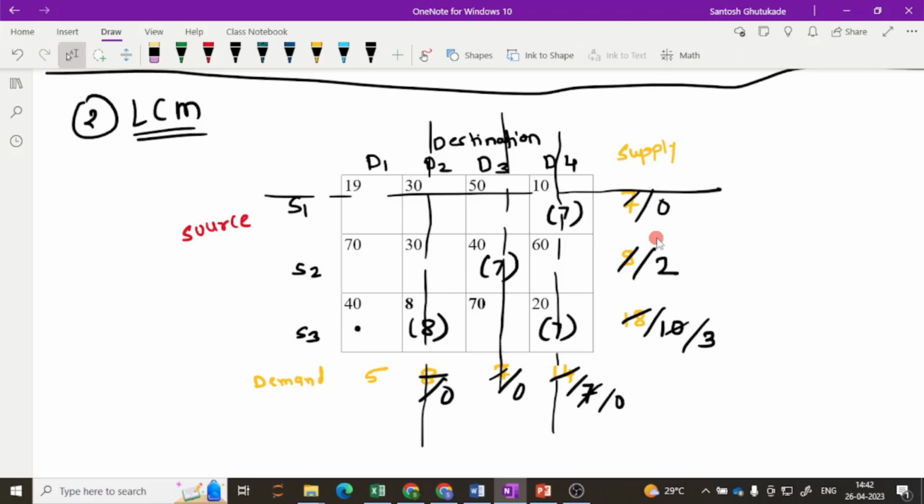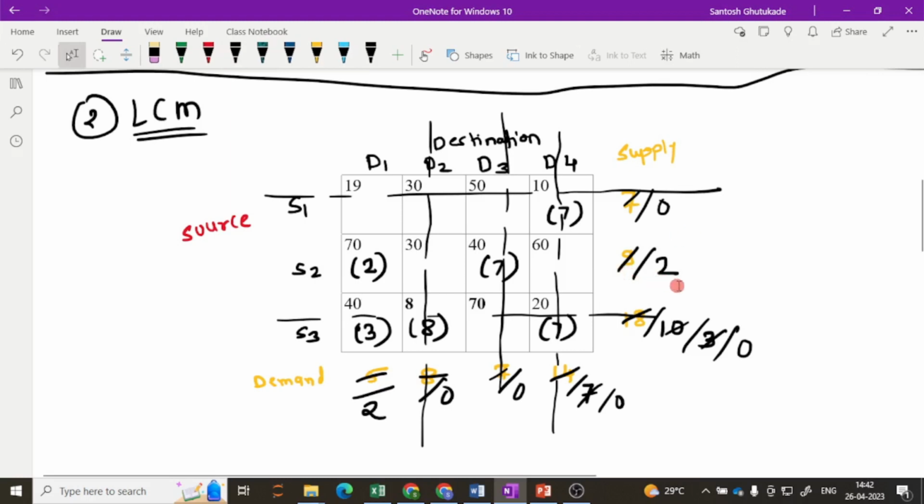Now from the remaining two values, the next minimum is 40, where supply is 3 and demand is 5, so we can give the 3 here. So 3 of the demand is fulfilled, 2 is remaining, and the supply is totally used. Now only one value is left, that is 70, where supply is 2 and demand is 2, so it can fulfill. So this is the solution by the least cost method.